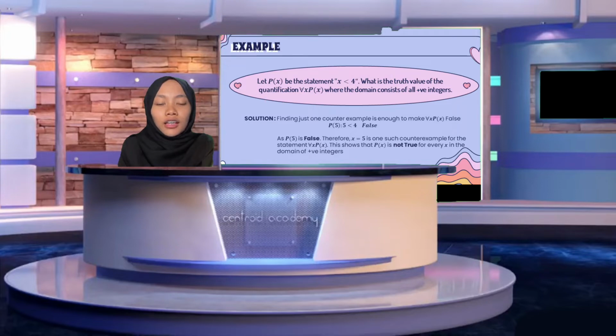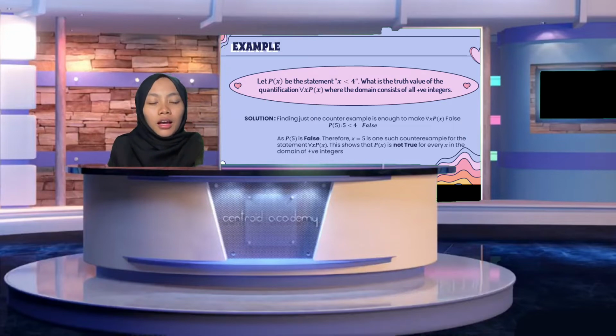For the solution, finding just one counterexample is enough to make for all x P(x) false. For example, P(5), 5 is less than 4, so it will be false. As P(5) is false, therefore x equal to 5 is one such counterexample for the statement for all x P(x). This shows that P(x) is not true for every x in the domain of positive integers.